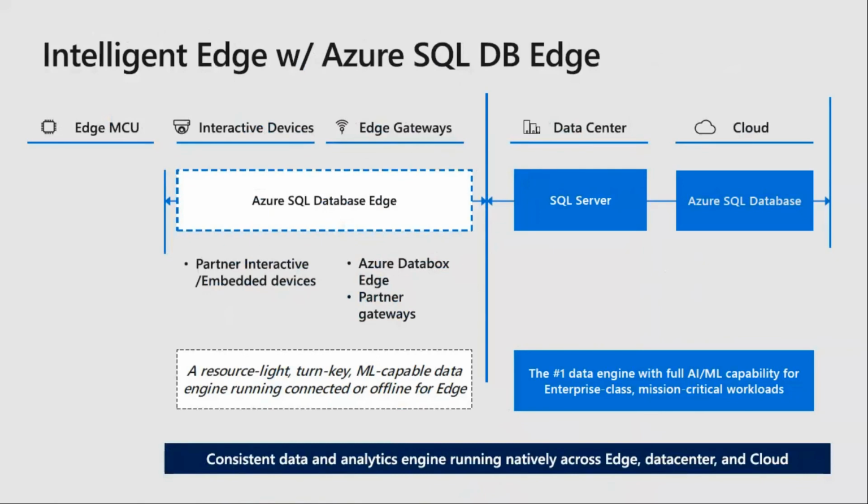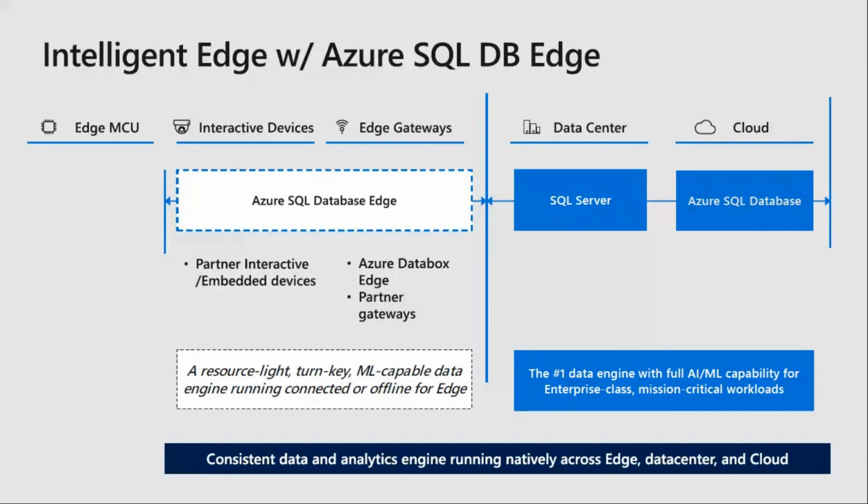possible. So if you look at intelligent edge with Azure SQL Database Edge, we can have edge microcontroller units, interactive devices which are streaming the real time data, edge gateways. When we have data center and cloud, we can have SQL Server and Azure SQL Database. They are the number one data engine with full AI ML capability for enterprise class mission critical workloads. On the other hand, for our edge scenarios, we have Azure SQL Database Edge, which is an offering for storing the data of our IoT systems. It is hosted in the edge.